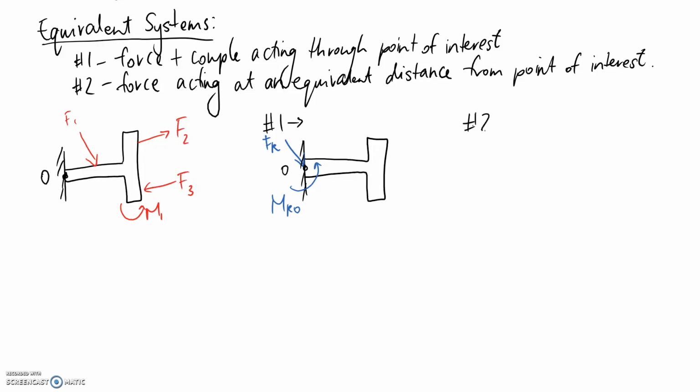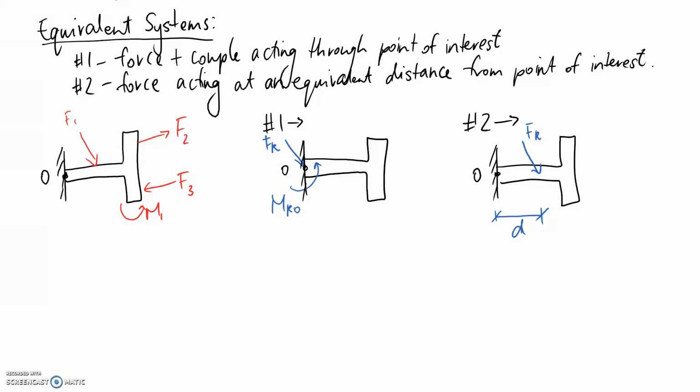All right, the second type of system, or equivalent system, I should say. This time we're only going to simplify onto one force, but it's going to act at an equivalent distance from the point of interest. Okay, so again, if our point of interest was still O, this time our resultant force would be offset some distance, I'll call it D, from point O, and this resultant multiplied by this distance, the perpendicular distance, has to be equal to the moment from our previous system. Okay, so these are the two different options.